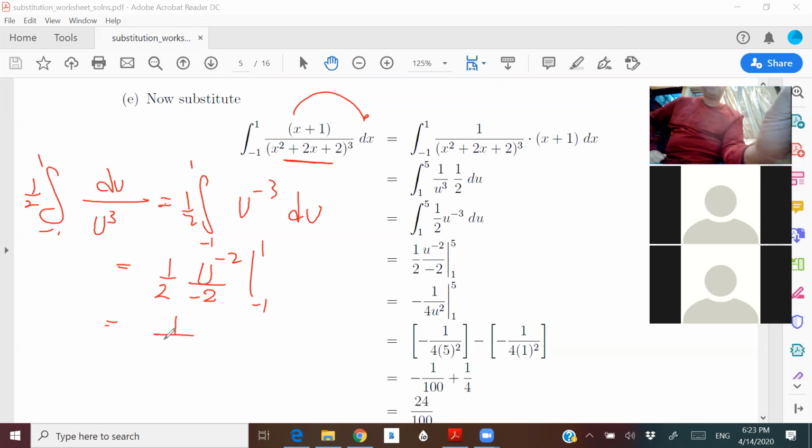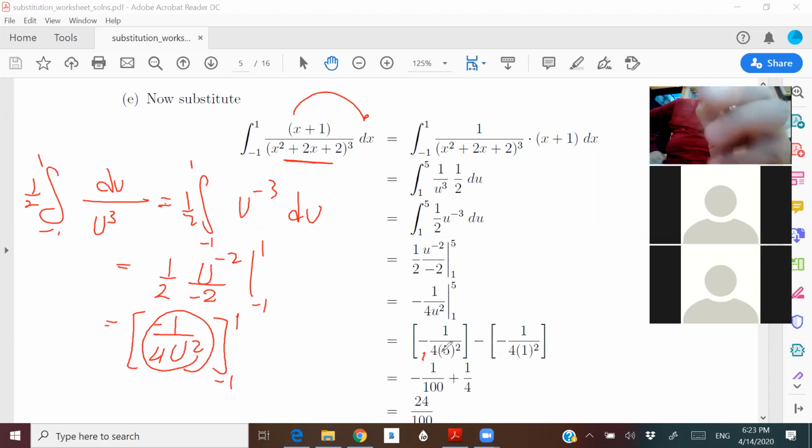It becomes -1 over 4u squared, from -1 to 1, right or wrong? Replace u by 5 here, and replace u by 1, by -1 or 1. Is it from -1 to 1 or from 1 to 5? Yeah, I'm so sorry. I forgot something, okay?